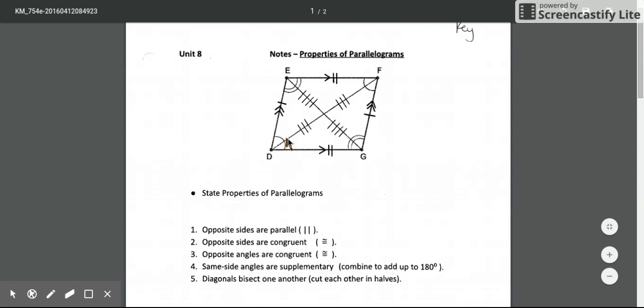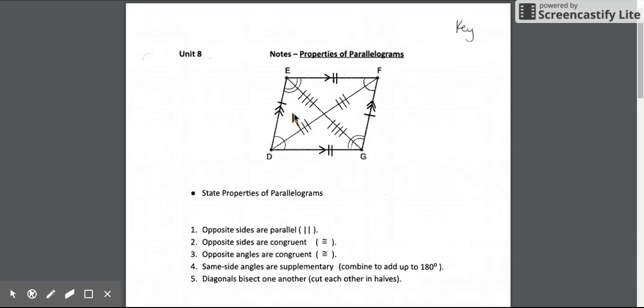So when we talk about congruent angles, they have the same amount of arcs. Some people put hash marks in those arcs, and that's okay to do. So if they have the same number of arcs or the same number of hash marks on an arc, they are congruent to each other. Same side angles are supplementary. Same side angles are the same as consecutive angles.